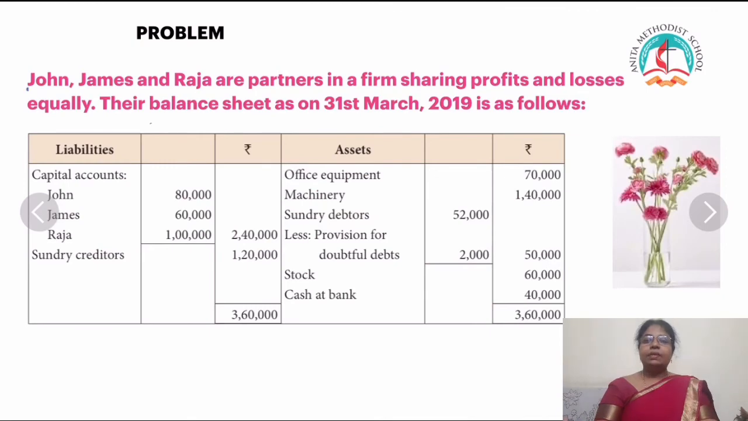Now the next sum is John, James and Raja. They are partners, sharing profits and losses equally. Here children, the balance sheet is given. So office equipment, machinery, sundry debtors, less provision for doubtful debts, stock, cash at bank. And the liabilities, the capital accounts of John, James and Raja are given 80,000, 60,000, 1 lakh. So the total is 2,40,000 and there is sundry creditors 1,20,000.